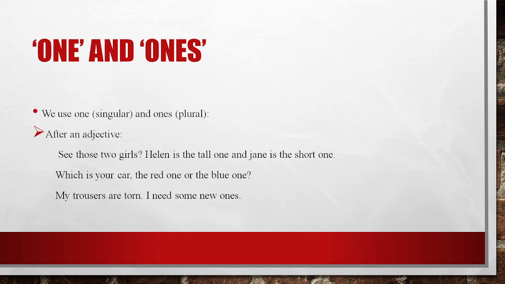One and ones. We use one for singular and ones for plural. After an adjective: see those two girls. Helen is the tall one and Jane is the short one. Which is your car, the red one or the blue one? My trousers are torn. I need some new ones.